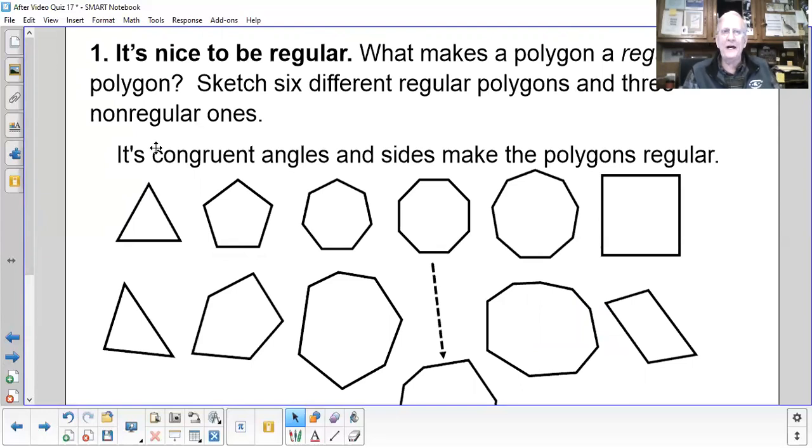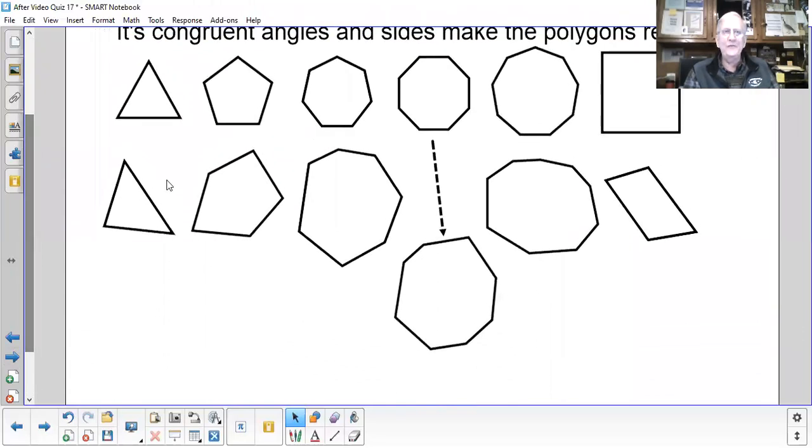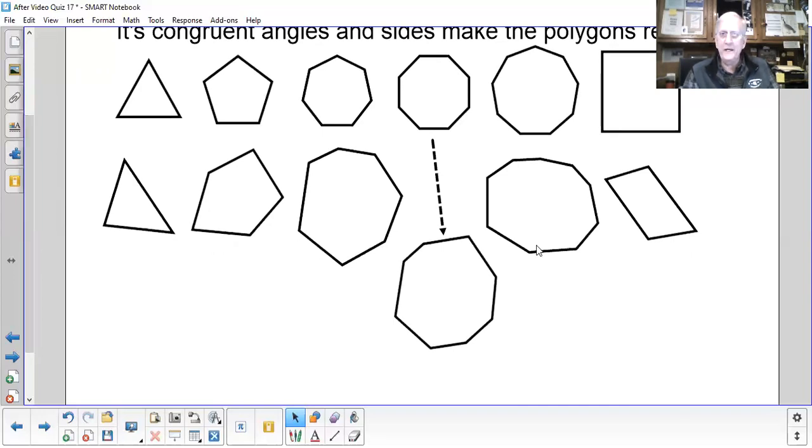What makes a polygon a regular polygon? It says sketch 6 different regular polygons and 3 non-regular ones. Well, I sketched more than that, okay? If you look at the ones on the top, there's your equilateral triangle I'm pointing to there, your regular pentagon. That looks like a 7-sided figure, so that's a heptagon, I believe. This is the octagon, and I believe this one has 9 sides, so that's a nonagon, and of course, this is a square.